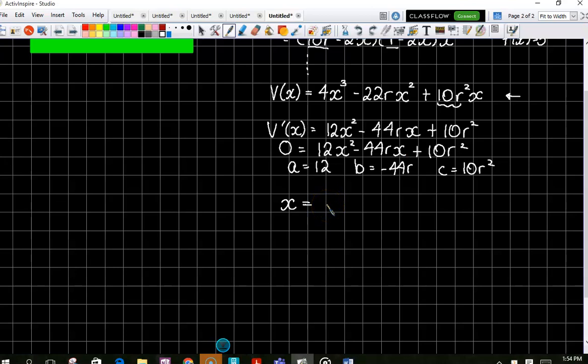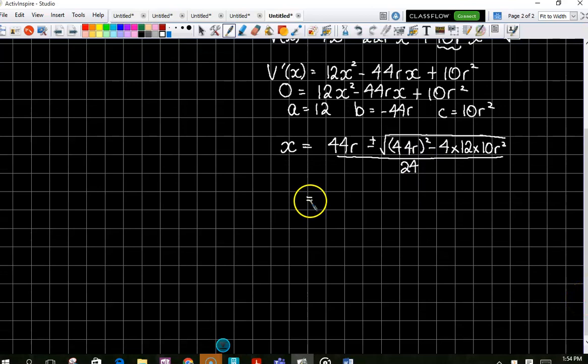So minus b, so minus minus 44r. So we've got 44r plus or minus the square root of 44r all squared, minus 4 times... and some of you might be going, she's forgotten the minus. Well, when I square a negative, I know I get a positive. So 4 times 12 times 10r squared, and 2 times a, so over 24. And some of these numbers should seem really familiar, that you've done them and you go, oh my God, you always get these values. Okay, so now we want to simplify.